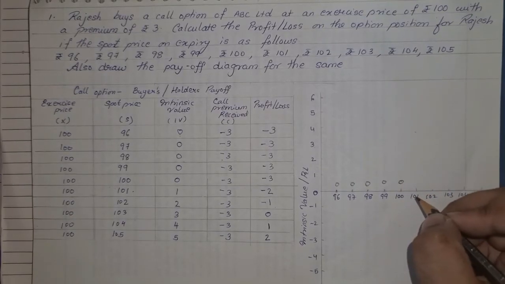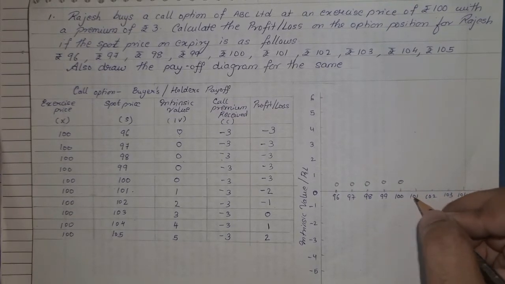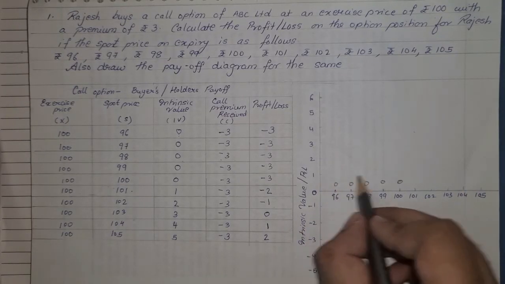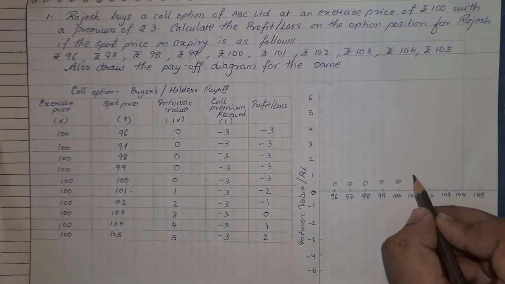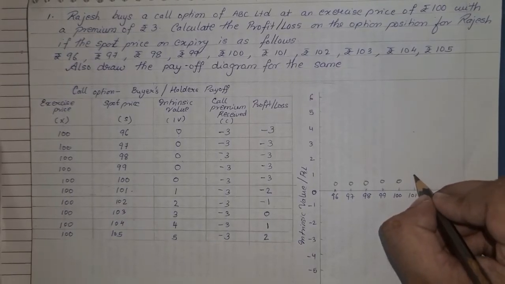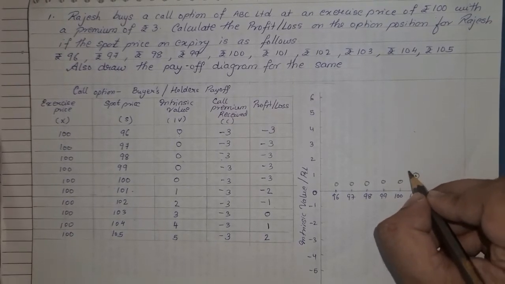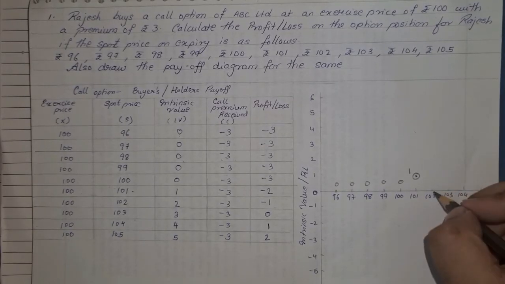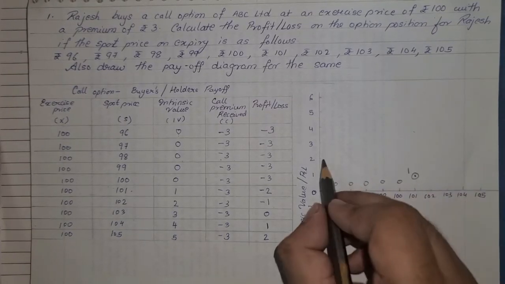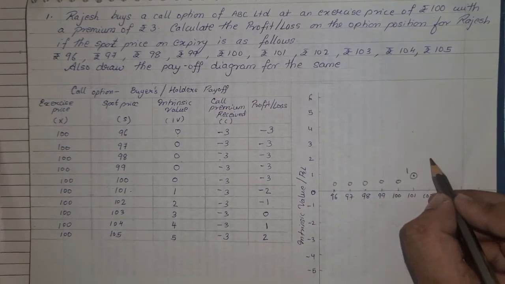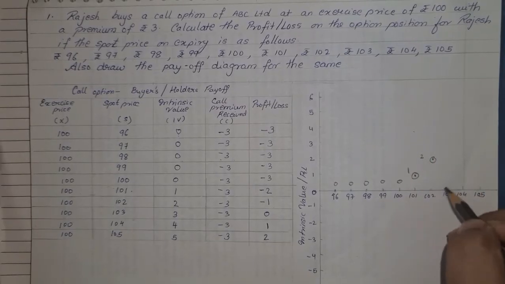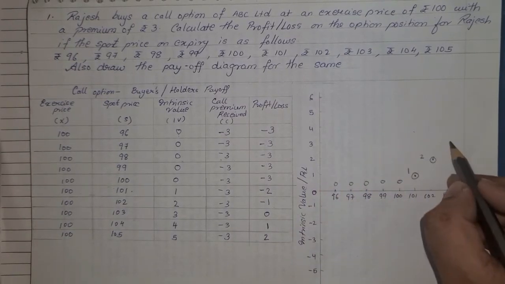Now after that there has been a change. Okay, at a price of 101, your intrinsic value has become 1. So now 1 comes here, so we'll mark down that point. This is my point where the intrinsic value is 1, not profit, sorry. At 102 spot price, my intrinsic value was 2, so I marked down at 102 my second point where I'm getting my intrinsic value as 2. At 103 it is going to be 3.